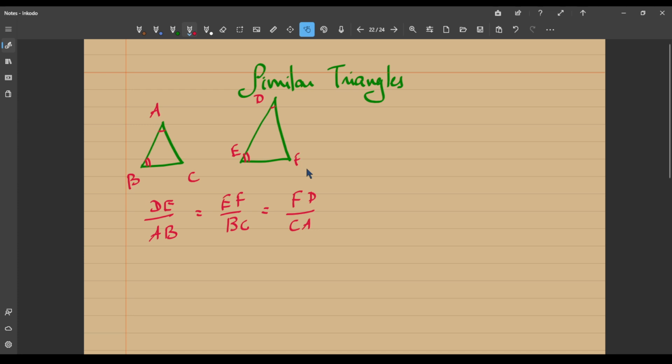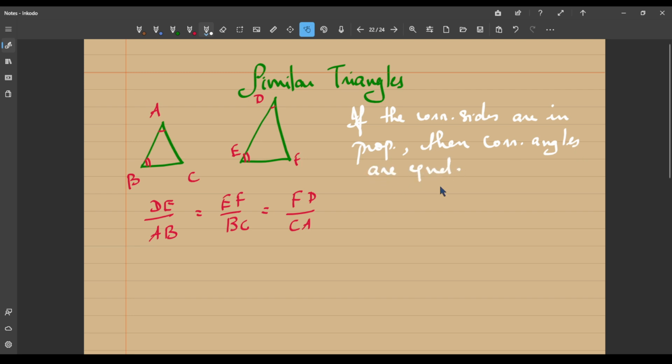But now here in this video, we are going to prove the converse of this theorem. Let me state it first. We are going to prove that if the corresponding sides of two triangles are in proportion, then the corresponding angles are equal. This is what we are going to prove in this video. And hence these two triangles would be similar.